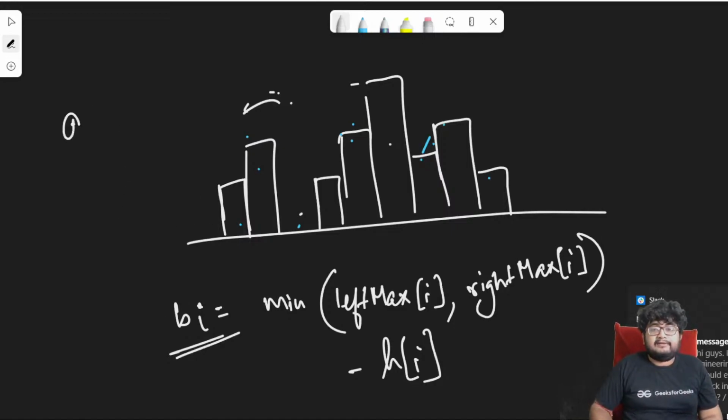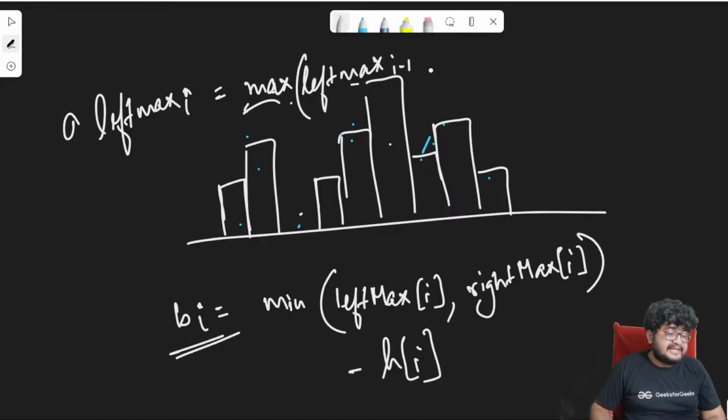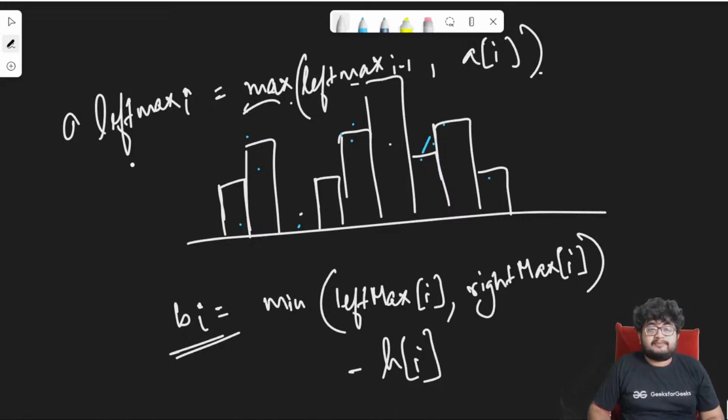So how can we find the left max and the right max? We can use prefix max. So how do we do prefix max? If you don't know already, left max of I we can write as the maximum of either whatever is the maximum till I minus 1, that is left max of I minus 1, or A of I, whatever is maximum, that will be the left max of I. Similarly, right max of I will also be defined like that. Right max of I is max of right max of I plus 1 on the right hand side, comma A of I, whatever is the maximum till I plus 1, or A of I, that will be the right max.